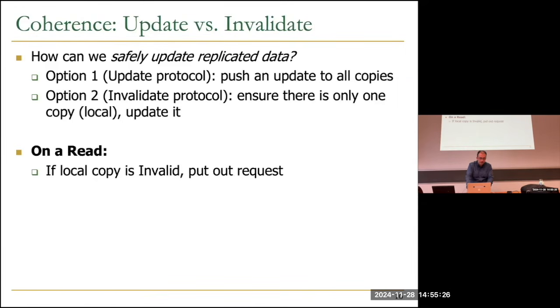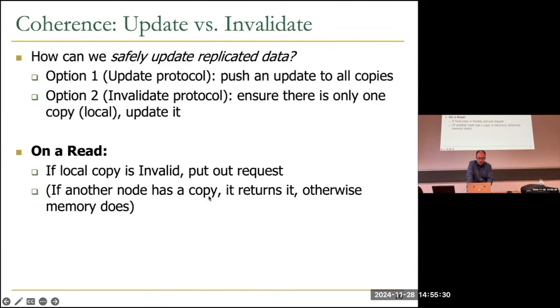So on a read, if a local copy is invalid, put out a request. If another node has a copy, it returns it. Otherwise, memory does. This depends on your way of implementing coherence essentially. Sometimes you can get the up-to-date result from another cache copy because there is also a point of serialization. Once you put your request on the bus or on a shared fabric, all caches are also observing that. This is actually part of a Snoopy cache. We're going to see more. The other caches are observing that bus.